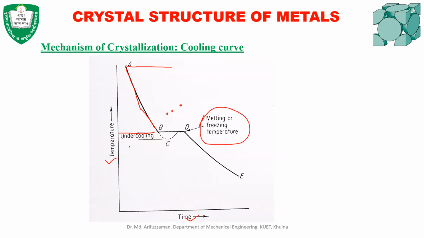The nuclei start to form and then break up, form and then break up. When the temperature comes very close to the freezing point, the nuclei become very stable and the crystal starts to grow at the freezing point temperature. And as we know, the phase change occurs at a constant temperature. That means the temperature does not change.